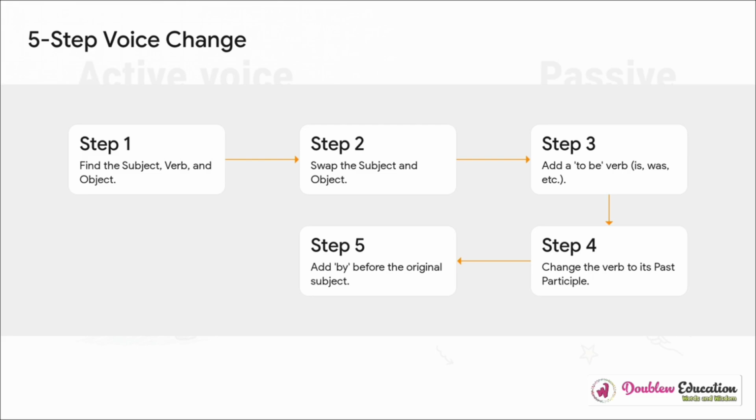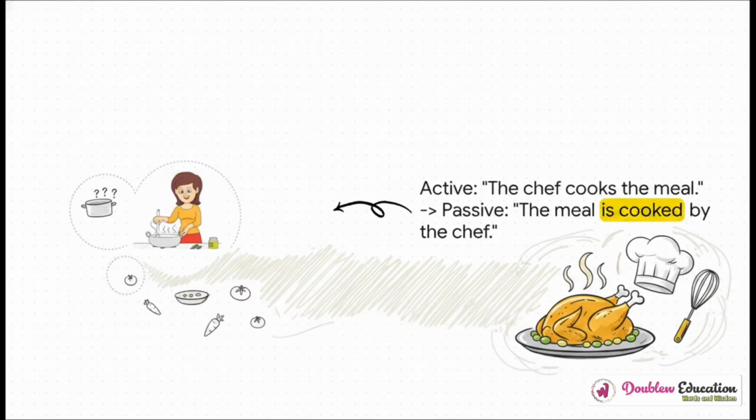Step 3. Add a to-be verb. Let's use is. Step 4, change the verb to its past participle, so cooks becomes cooked. And finally, step 5, just add the word by before our original subject, the chef. And voila! The chef cooks the meal becomes the meal is cooked by the chef. We just followed the steps and boom, we shifted the focus from the person doing the cooking to the delicious food being cooked. It's a really neat trick.